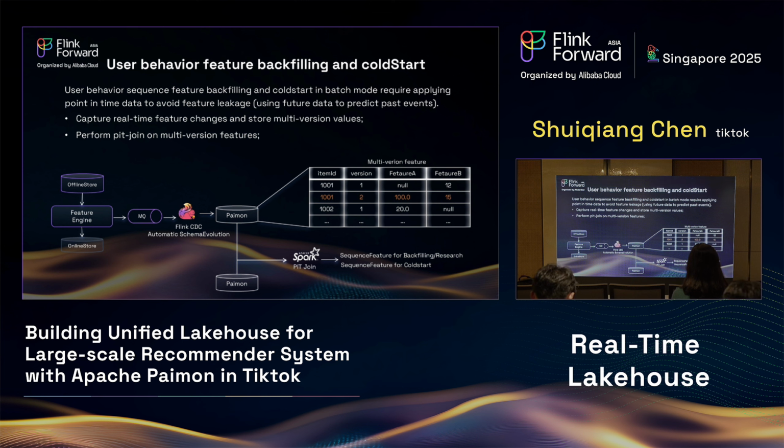And during the feature production, there is a Flink CDC streaming job that captures the feature changes and writes into a Paimon table that stores all versions of the features. It's a primary key table, keyed by item ID and version ID, partitioned by date and hour, and bucketed by item ID. And then we produce the user behavior feature for backfilling and cold start with a Spark job by PIT joining the user behavior table and the multi-version feature table.